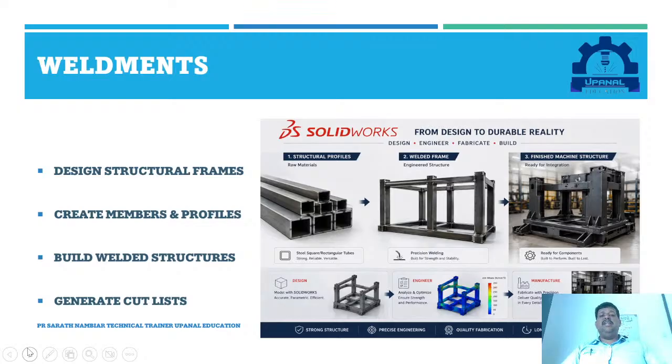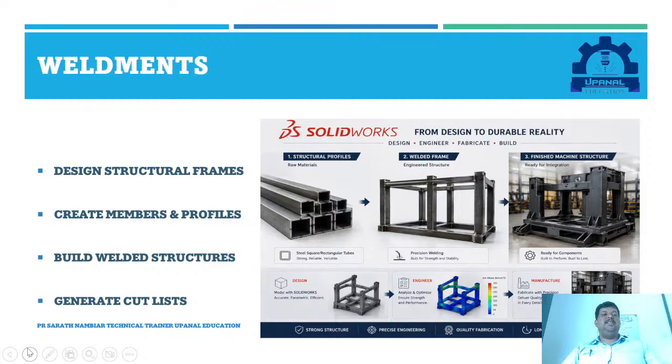The next is weldments. What are weldments? Weldments are mainly used when a product or a structure is made by joining different pieces of material together, usually through welding. Think about a simple industrial machine frame. Instead of manufacturing the entire frame as one solid piece, we may use tubes, rectangular section channels, or other standard sectional profiles and weld them together. SolidWorks Weldments makes this type of design much easier.